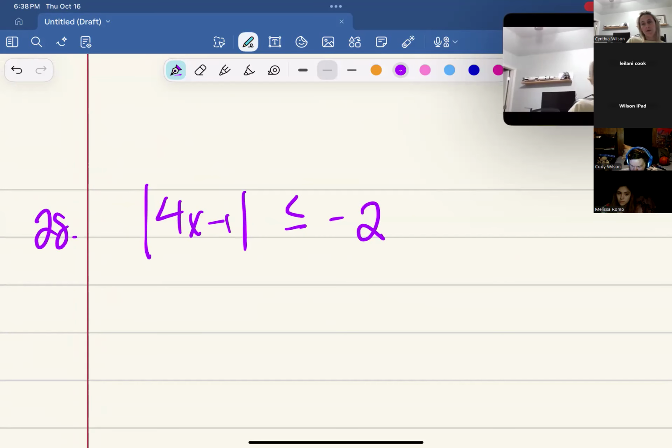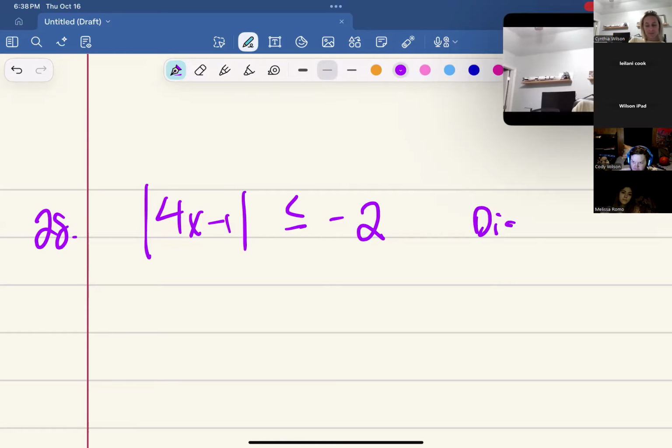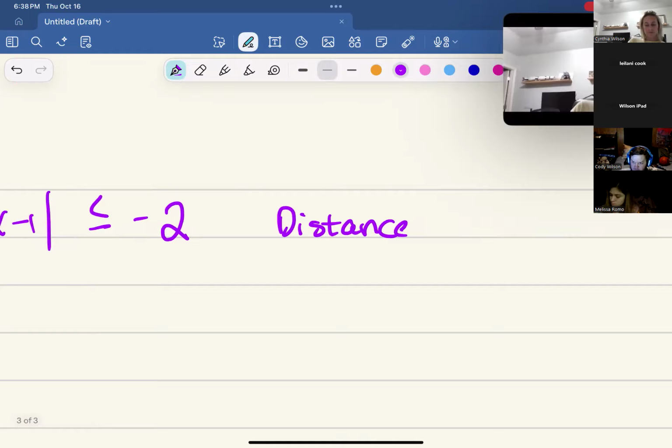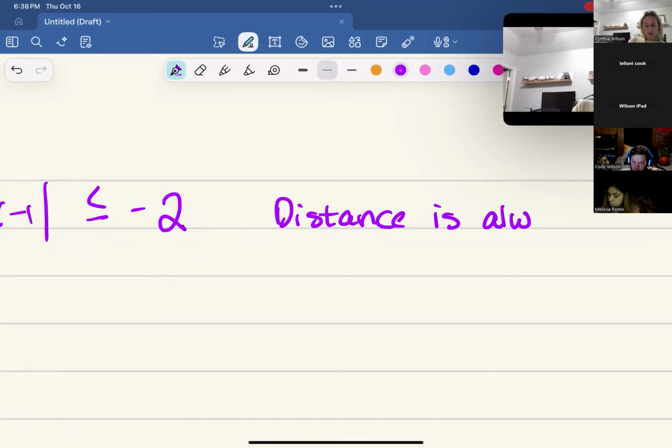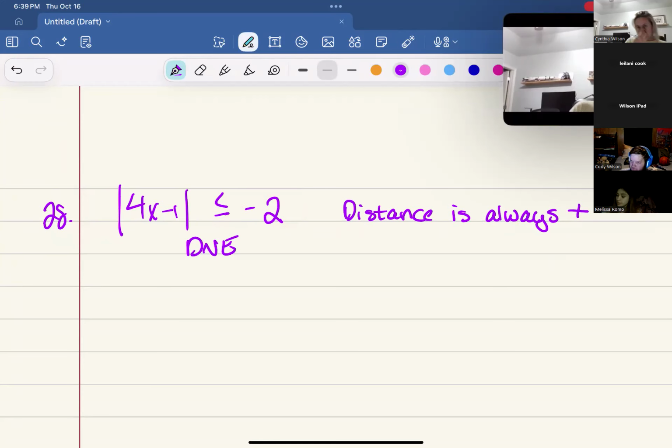All right, so the thing with absolute value is that when you take an absolute value of something, it represents a distance. And so on this one, we're taking the absolute value of 4x minus 1, and it's supposed to equal some value. Distance is always positive. And so there's no way that when you take the absolute value of something, unless something's happening on the outside, you're going to get a negative. So this answer does not exist. Absolute value should produce a positive number.